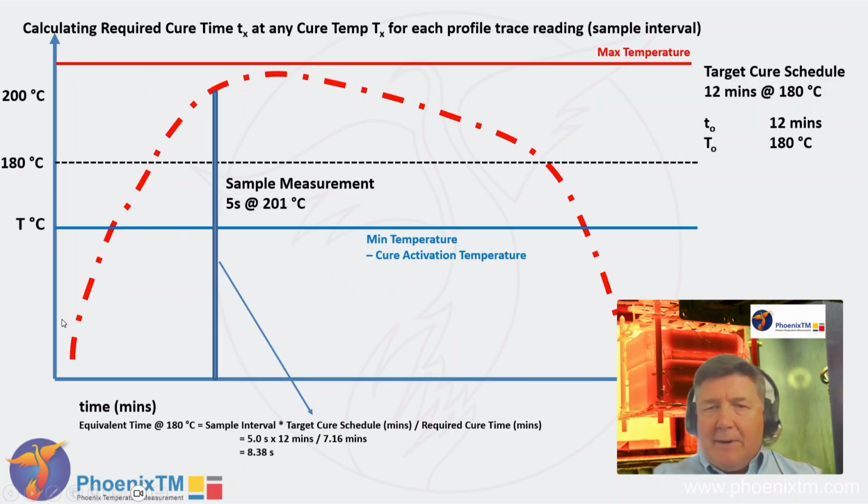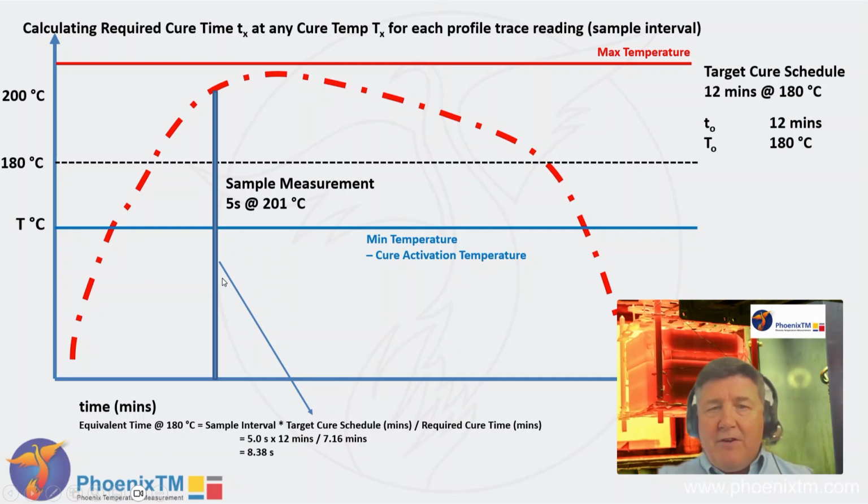From that exponential graph, for instance, this is our red trace, a single profile shape. In practice, what we're doing with the calculation is taking a little subset of that profile. So this is 5 seconds at 201 degrees Celsius. We know that our midpoint cure schedule is 12 minutes at 180. The question is, can we convert the 5 seconds at 201 degrees Celsius to an equivalent time at 180, which we know is a nominal cure schedule of 12 minutes.